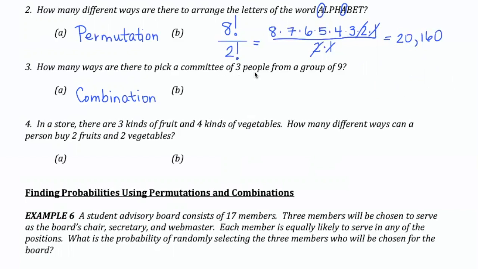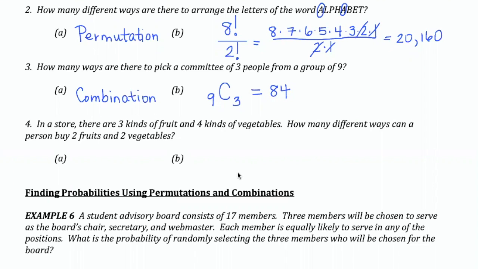And if we want to pick 3 people from a group of 9, that would be 9C3, which is equal to 84. So there's 84 different committees that could be formed.